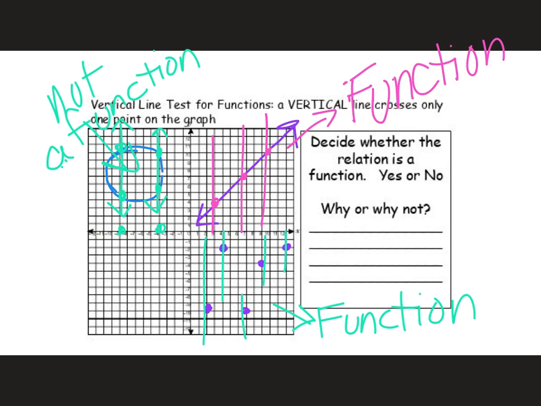So you can see some different examples here. If I draw a squiggly line, and I tried my vertical line test, it would fail. So therefore, this one would not be a function. Okay? So those are some different examples of graphs that are functions and not functions.